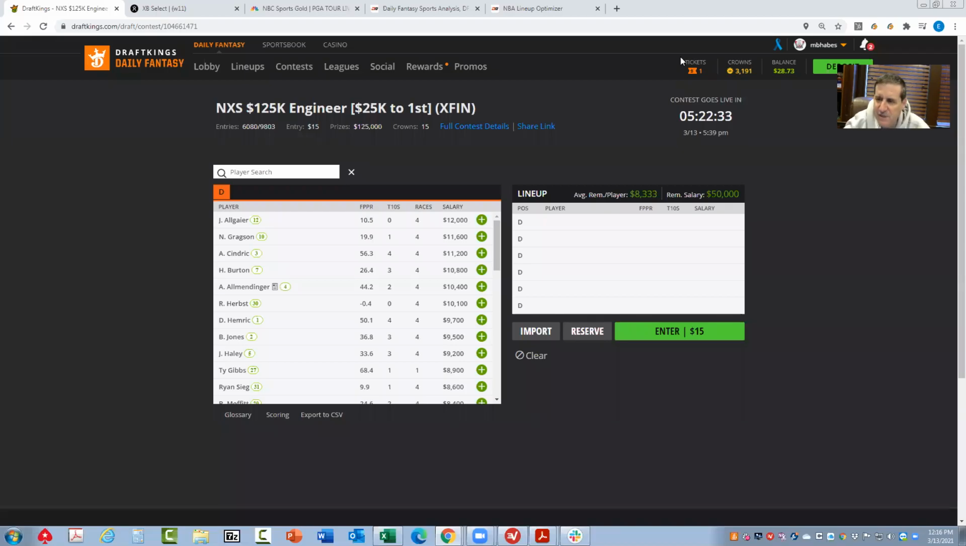Hey everybody, this is Sheets, and as promised, I'm going to do a quick breakdown and summary of what I think could be a good build and a good way to approach the Xfinity race from today.